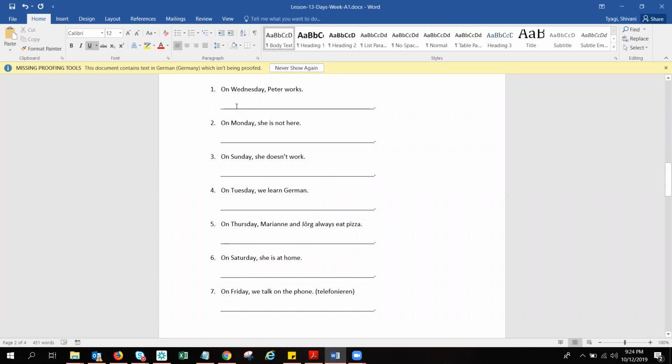So you know the meaning, the English of work, the German of work. What is work in German, Shruti? Arbeiten. Okay. So Shruti, quickly translate this sentence: On Wednesday, Peter works. Mittwoch arbeitet Peter. Okay. Next, Pratibha.